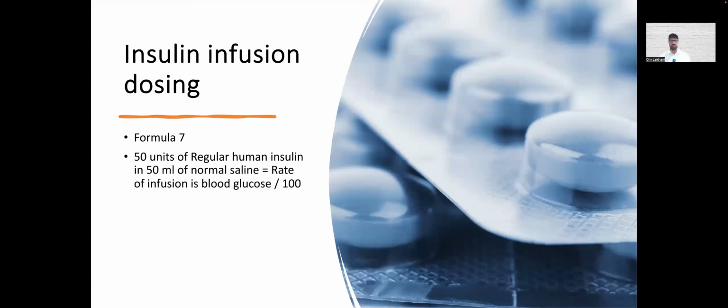So let's say the patient comes in the ICU with very high blood sugar. So how do you calculate the insulin infusion rate? To calculate the insulin infusion rate, we start with 50 units of regular insulin and 50 ml of normal saline and give this by infusion pump.